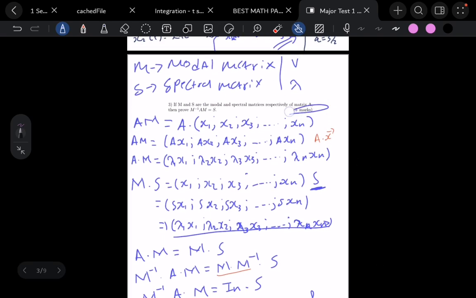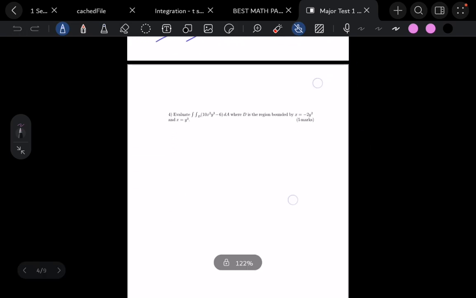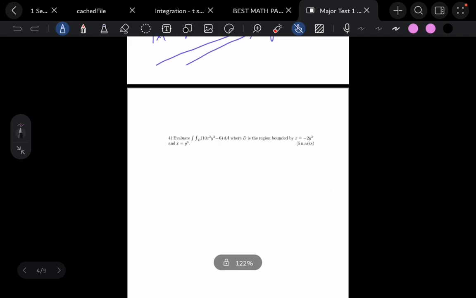So for 5 marks, this proof is nothing. Right. Now we are starting to do the calculus part.